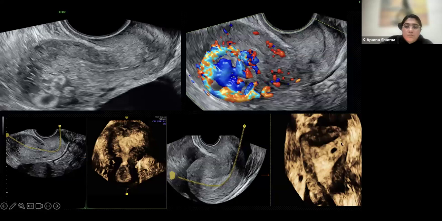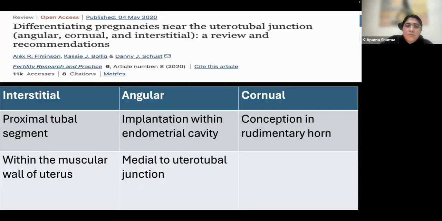To differentiate, these angular pregnancies, as we used to call them previously, were where the implantation occurred eccentrically along the fundus of the endometrial cavity, along the lateral upper angle or the cornu of the uterus. But now these terms are not to be used. Like cornual pregnancy, nowadays we refer to a pregnancy in one of the cornua of a bicornuate uterus, or in one of the horns of a septate uterus. So angular, cornual, these terms are not to be used. These are all intrauterine pregnancies.